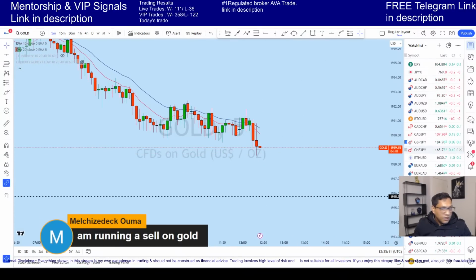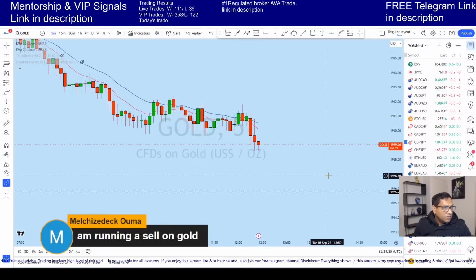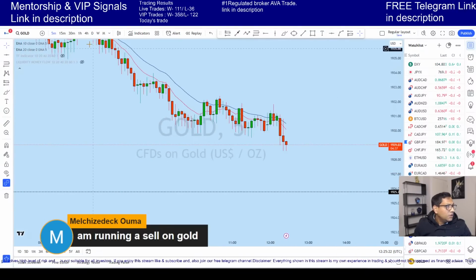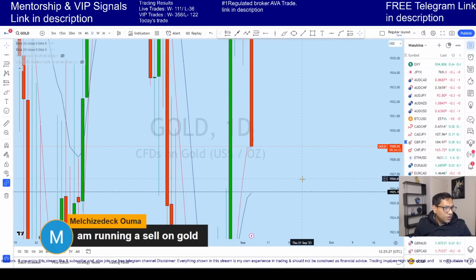Let me see here. Coach, I say if gold will drop. Okay, so here on the 5 minutes there is a bearish candle. Let me see. So we could see from here a drop to the daily 20 EMA, which is happening here.